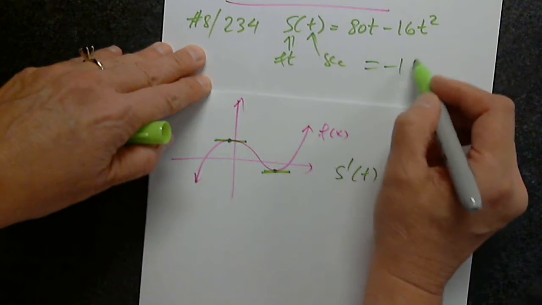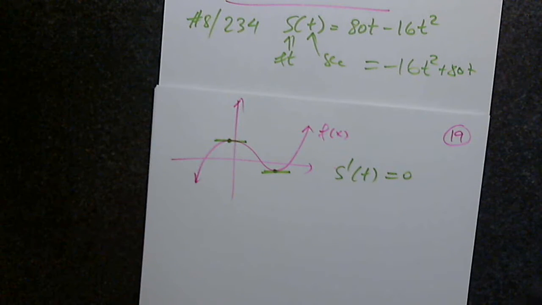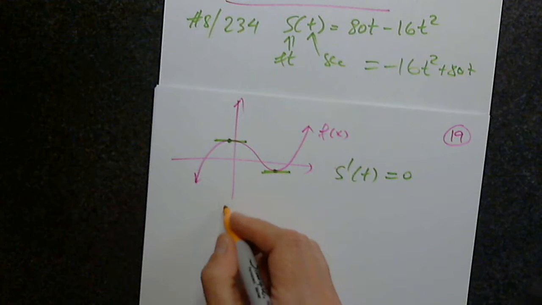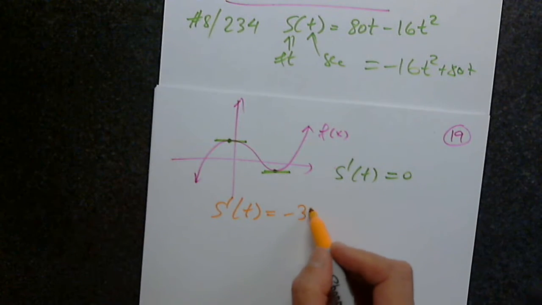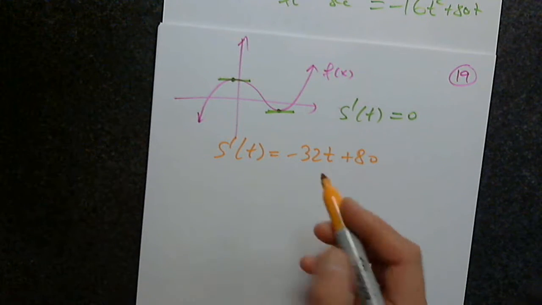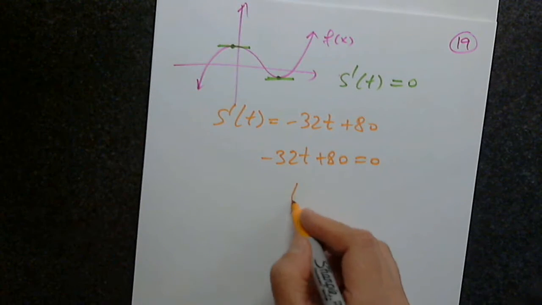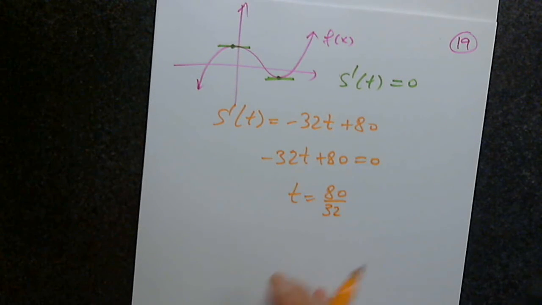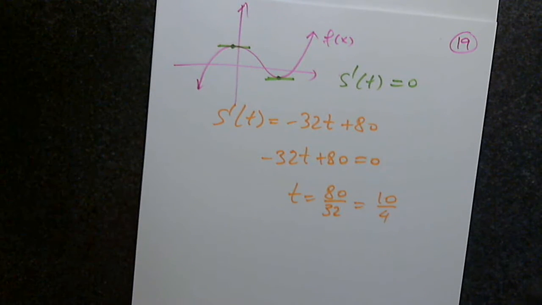Because the correct form should have been this. So the leading coefficient is negative, the quadratic function must have a maximum. Okay, so let's differentiate s prime of t, and we get, if I put it in the correct order, negative 32t plus 80. I will set this equal to 0, and I get that t equals 80 over 32, or 10 divided by 4, or 5/2 seconds.